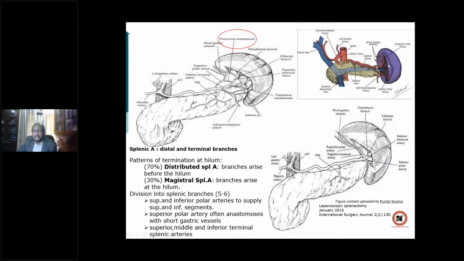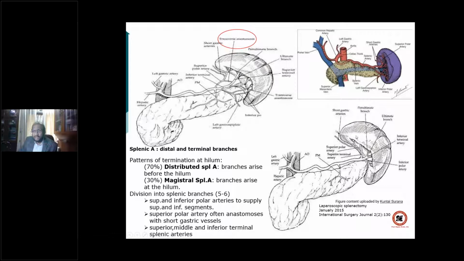And when you look at this particular area, you're basically talking about the 2 terminal branches being supplied to the stomach. Remember, I told you the short gastric vessel and the left gastroepiploic vessel. There's the short gastric and the left gastroepiploic vessel, 2. And number 2, we are talking about the terminal splenic branches. Now, the terminal splenic branches are about 5 to 6.